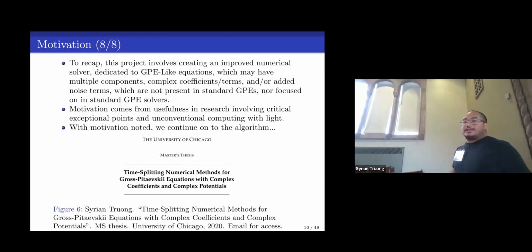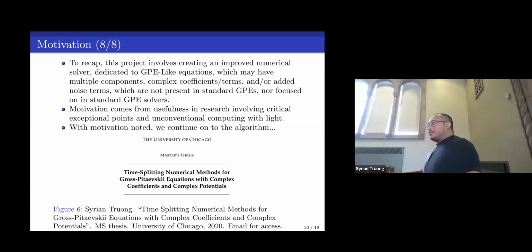Right. So to recap, this project involves creating an improved numerical solver for these Gross-Pitaevskii-like equations, which may or may not have multiple components, complex coefficients for the Laplacian operator or the nonlinear term, complex potential, or added noise terms that are not solely within the potential. And although there are a lot of GPU solvers out there, most of them focus on standard GPEs that don't take into account these other little quirks. And these quirks are important because they come from the motivation of wanting to solve systems that have things like critical exceptional points, or these polariton Bose-Einstein condensates interacting with each other to do this hybrid analog computing with light.